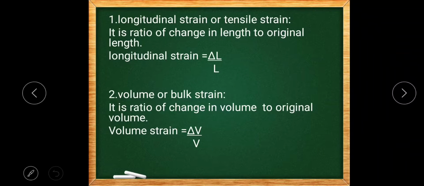Next, the second one is volume or bulk strain. It is the ratio of change in volume to the original volume. Such a strain is produced when the hydraulic stress is developed in the body. The volume strain can be written as delta V by V, where delta V is the change in volume and V is the original volume of the body.